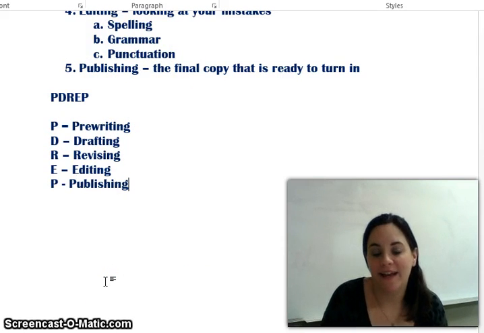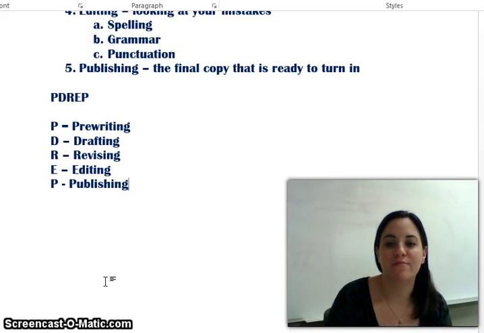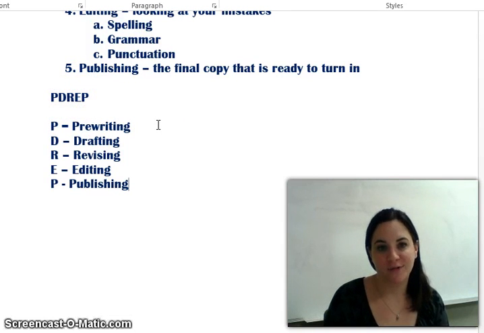And as one final idea, if you're having a hard time remembering these steps in order, just remember PDREP. P for pre-writing, D for drafting, R for revising, E for editing, and P for publishing. PDREP. And those are the steps to the writing process.